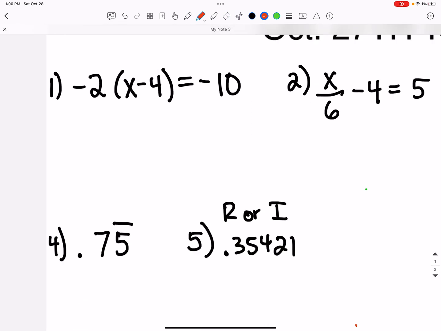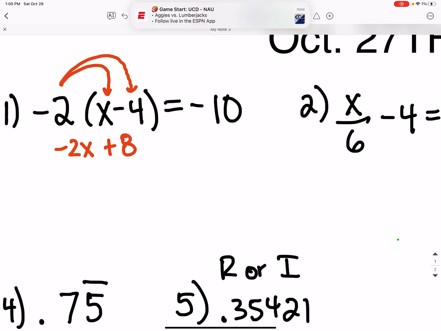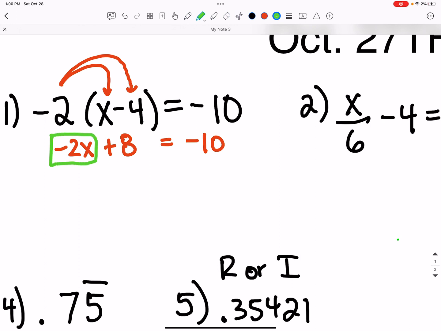Okay, here we go. Problem number 1. Distribute: -2 times x is -2x. -2 times -4 is +8. You could have messed that up. Equals -10. Now that we've got this, we make our teams. That's an x team. That's a number team.